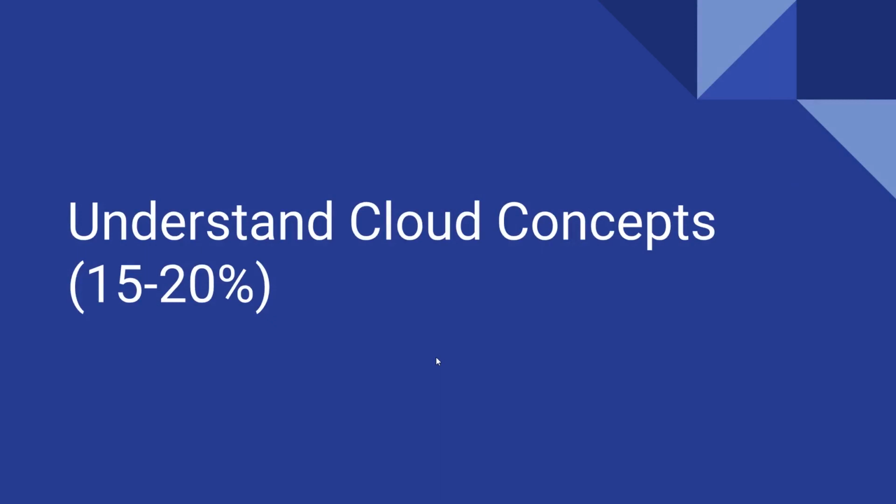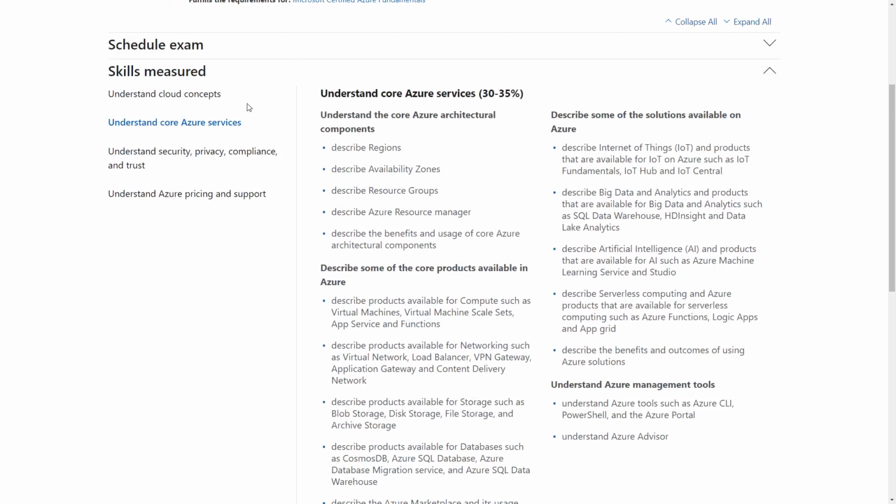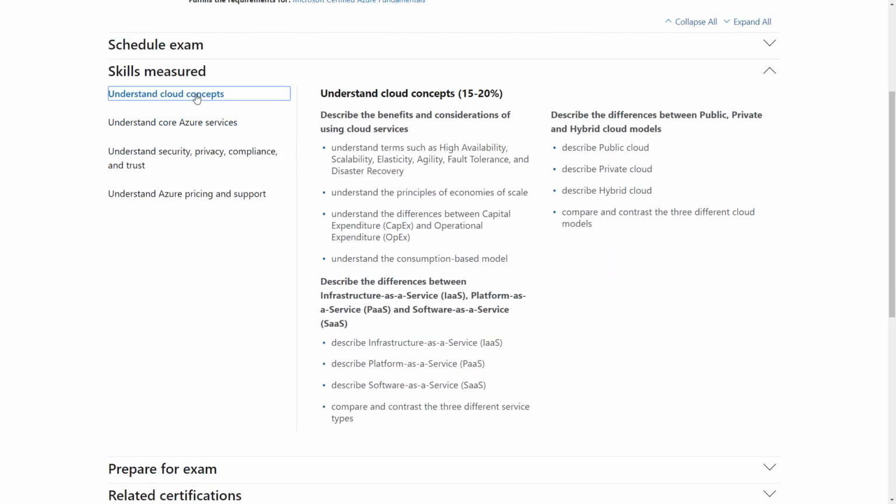In this section of the course, we're going to be talking about the first section of the exam, which is understanding core cloud concepts. So if you look at the exam landing page, the AZ-900 exam has the following cloud concepts they want you to know. And there's a lot of them. We're going to go through definitions of these terms, and we're going to compare and contrast them against each other.